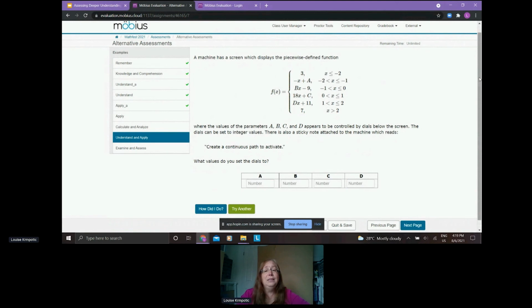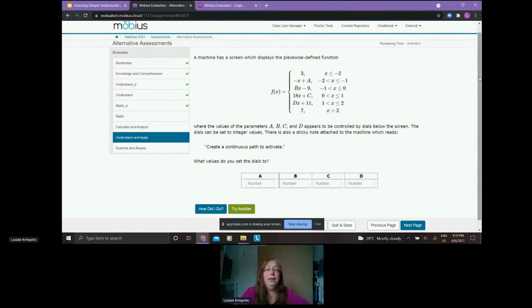And you're asked, what values do you set the dials to? So now it's not just a simple question of solve an equation given a particular value. It's not, can you do this procedure that you know, but it's, do you understand? If I give you a piecewise function, what does it mean for that to be continuous?